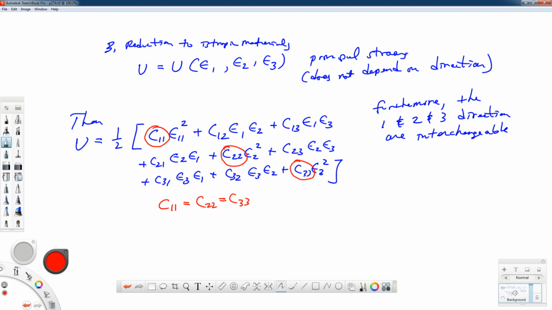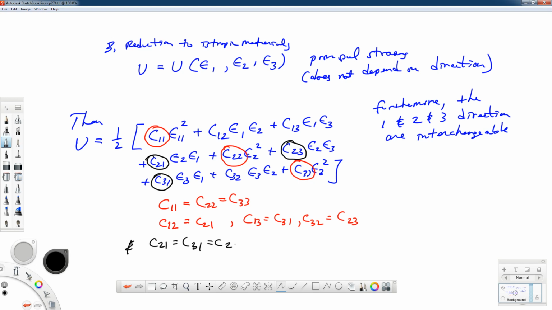We also know from previous experience, looking at our terms, that C12 is equal to C21, C13 is equal to C31, and C32 is equal to C23. But because of this free interchange of the principal strain terms, these are all also equal to one another. So the 2-1 and the 3-1 and the 2-3 are all going to be equal to each other. So what that means then is that we really have two unique constants to describe an isotropic material.